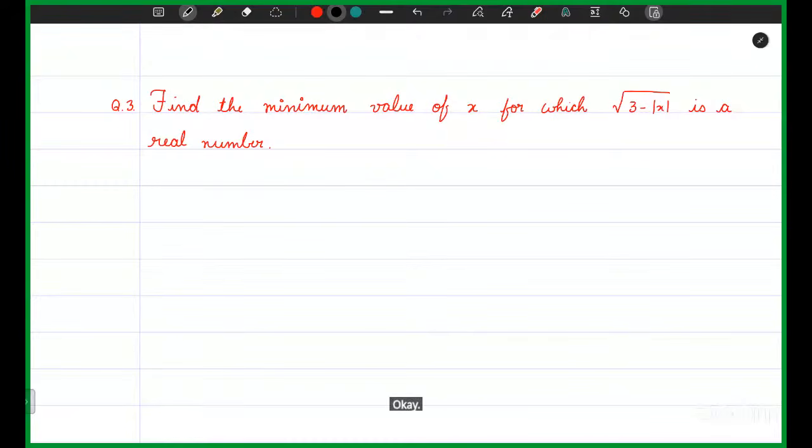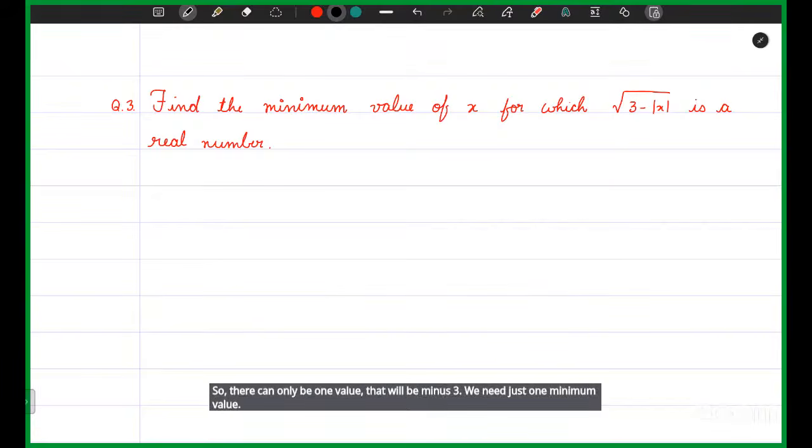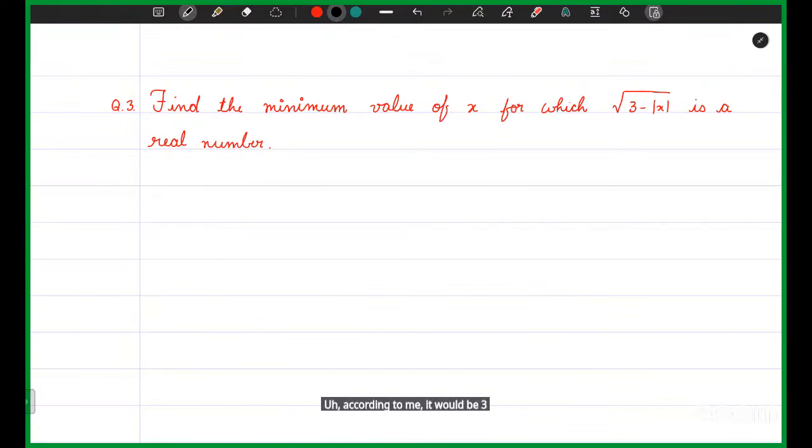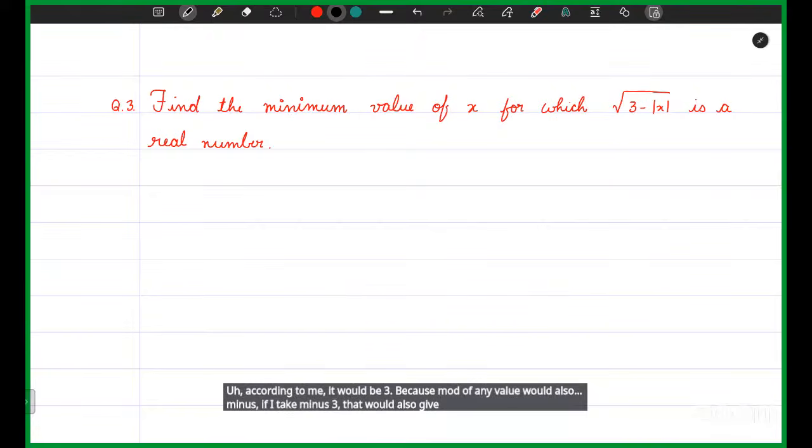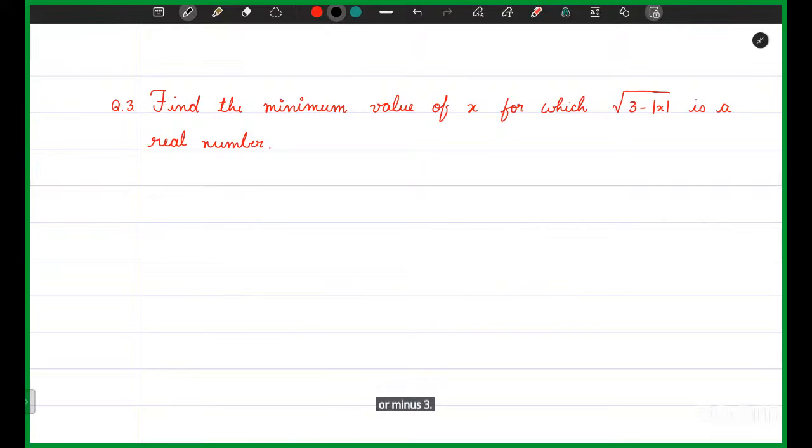Okay, what's the answer? So -3. There can only be one value, and that will be -3. We need just one minimum value. Mod of x can also be minus, so if I take -3 that would also work, but we need the minimum value for x, which will in turn translate to -3. So -3. Okay.